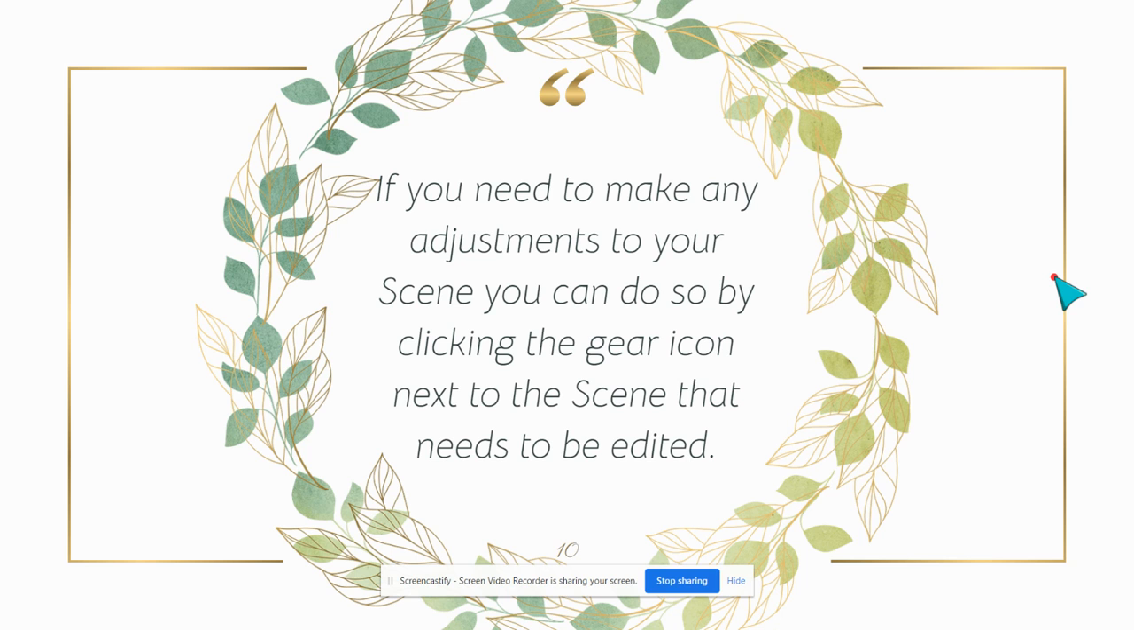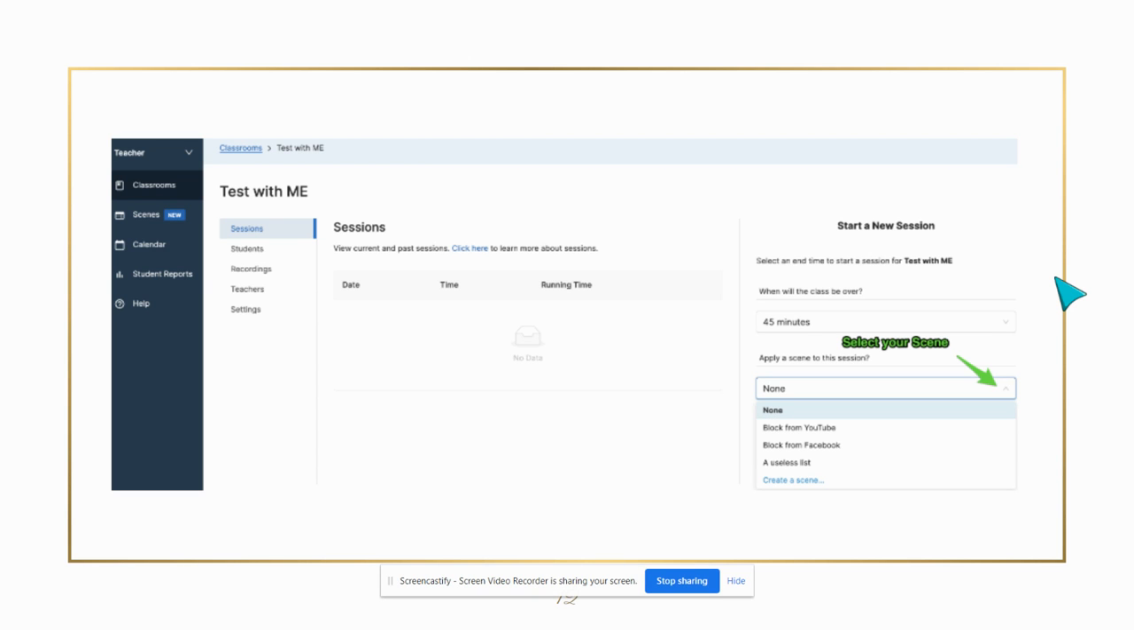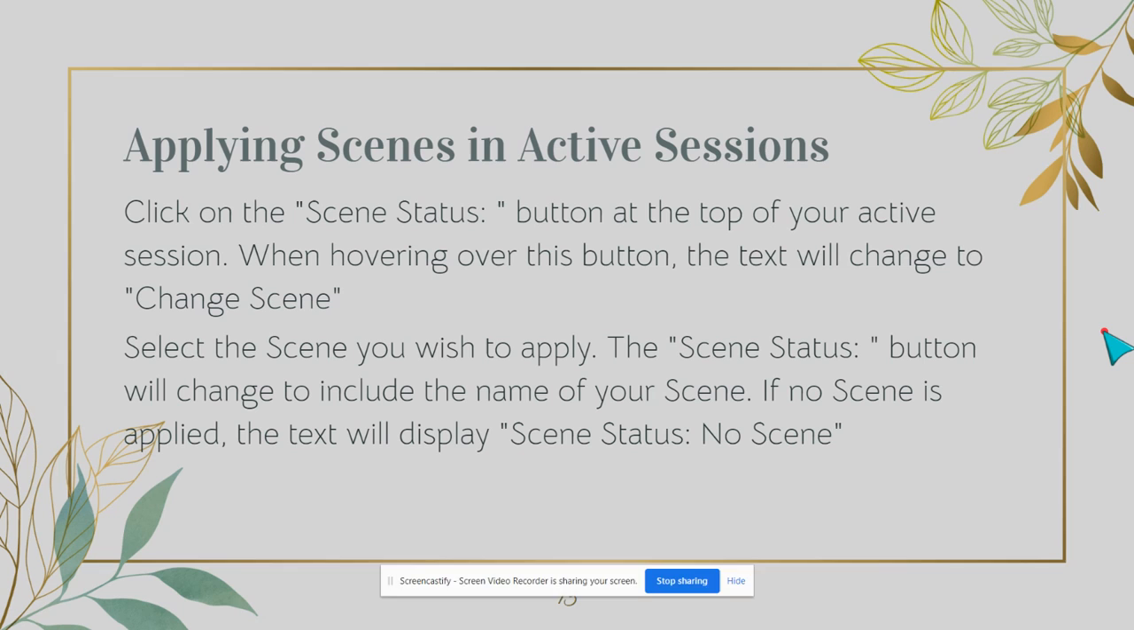If you need to make any adjustments to your scene, you can do so by clicking the gear icon next to the scene that needs to be edited. If you would like to manually select the scene to be applied before starting your session, click the Classroom tab in the panel on the right and select the classroom to apply your scene to. So right here, before you start your session, you could change the time. You could also select your scene if you want to just launch it from the start the session Classroom tab.